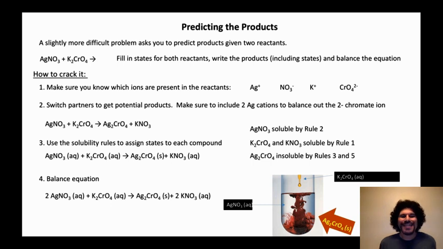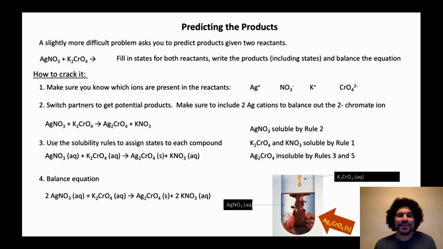And then the next thing I'm going to do is balance out potassiums. Potassium shows up on the left-hand side. There's 2 potassiums in potassium chromate. There is 1 potassium in potassium nitrate. So therefore, we have to put a 2 in front of the potassium nitrate on the right-hand side of the equation.